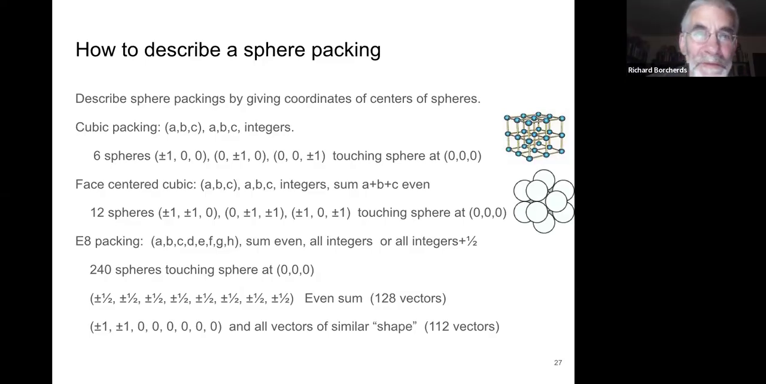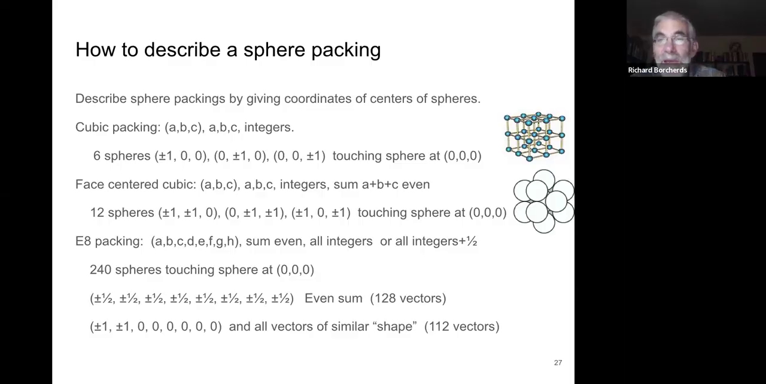Okay, seems better. So for a cubic packing, the centers of the spheres will just be all points whose coordinates are 3 integers. So you can see there are 6 spheres touching the sphere at the origin, so each sphere touches 6 others. For the face-centered cubic, you have to do something a little bit trickier. You take all the points with integer coordinates such that the sum of the coordinates is even. And then you can see there are 12 spheres touching the sphere at the origin.